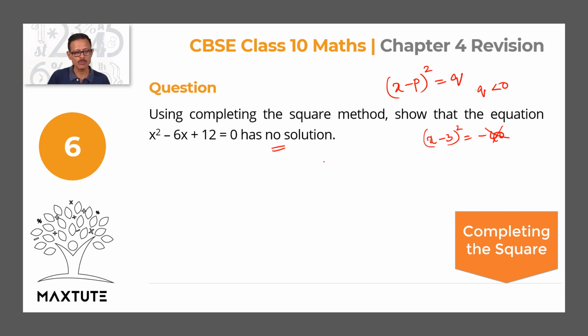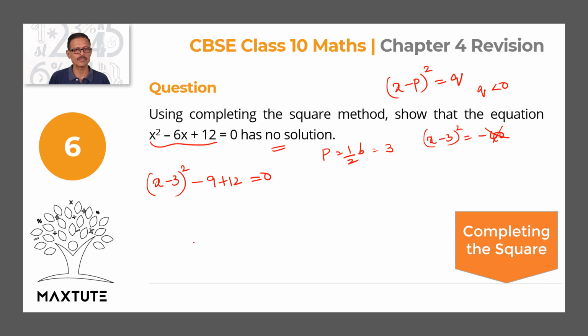So again, I'm using the quick tip. What is the quick tip? p is equal to half b. What is b here? 6. So p is equal to half of 6, which is equal to 3. So our equation is going to be (x minus 3) the whole square. That's our starting point. So the p square would have been a 9. We'll have to subtract it. Minus 9 plus 12 equals 0.